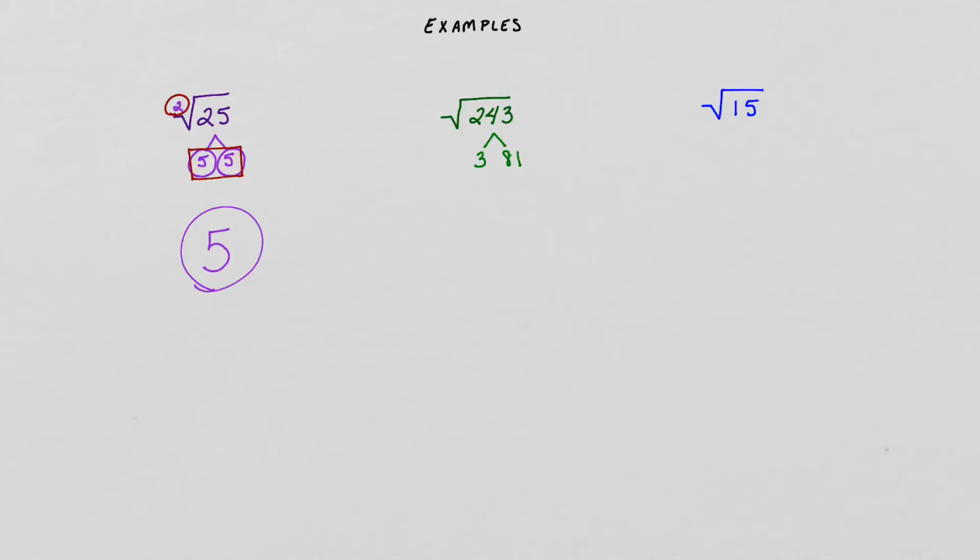So from here, I'm going to note 3 is a prime number. I cannot break it down further, but I can break down 81. That, for example, would be 9 times 9, and then 9 can be broken down into 3 times 3.